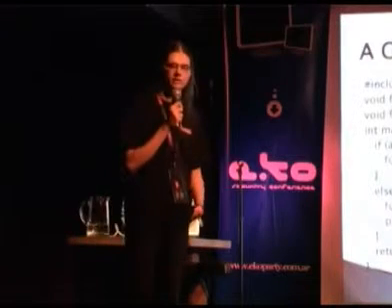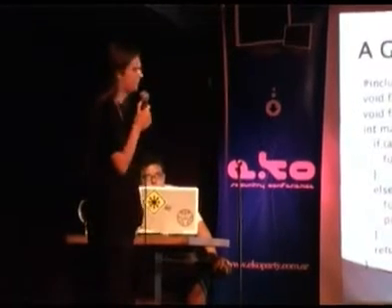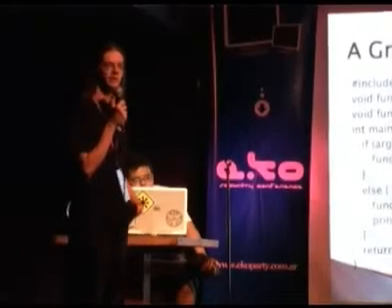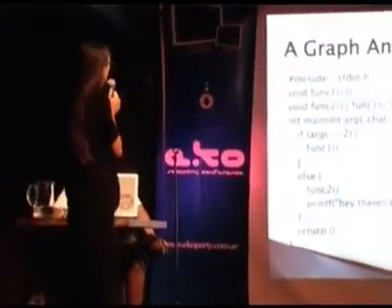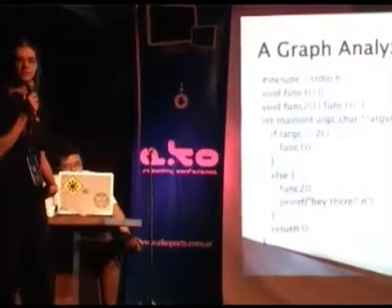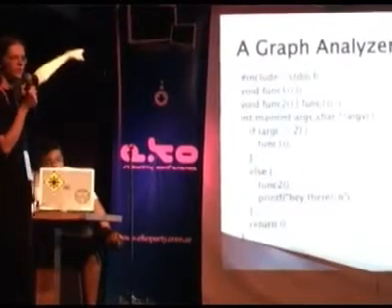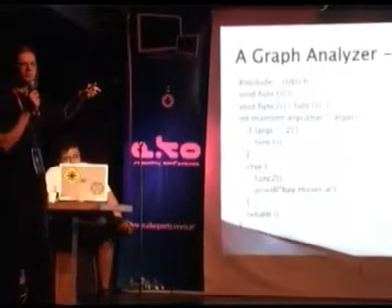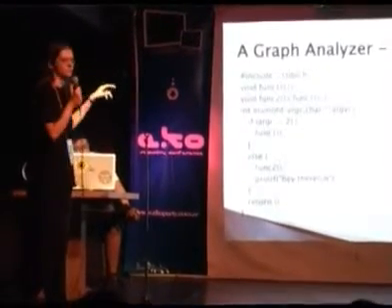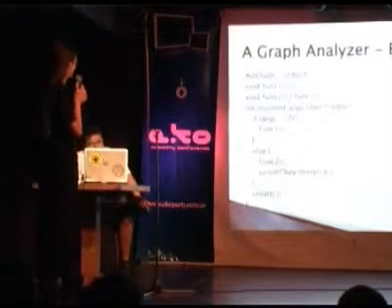And finally, a small example of how the graph analyzer works right now. If we were building a graph for this program, which is a very simple program, basically it has the main function and two other functions, func1 and func2. Func2 calls func1, and main can call both functions depending on a conditional. So it has an if-else statement.